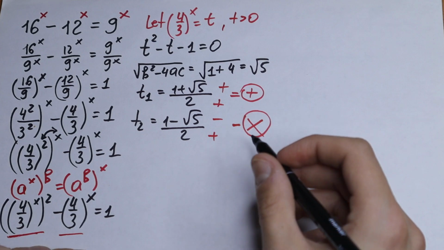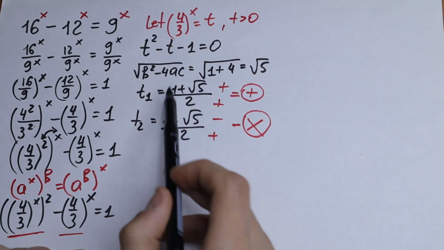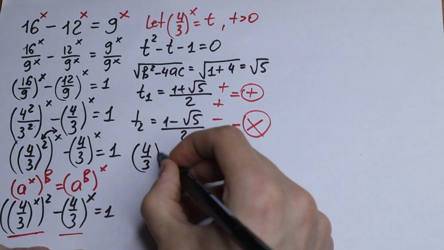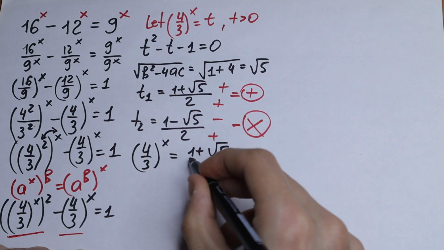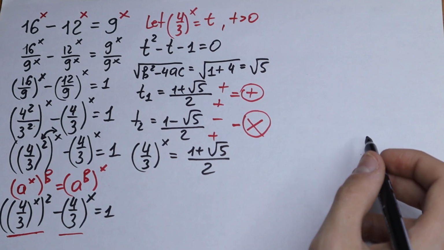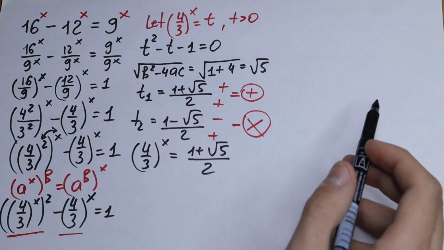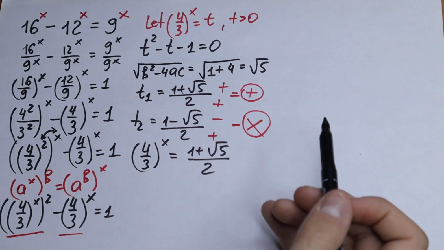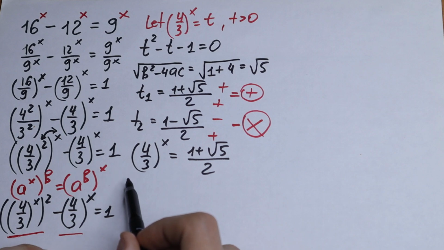So we have our t equal to (4/3) to the power x and our t equal to this thing, so we can write a final equation: (4/3) to the power x equal to 1 plus square root of 5 over 2. This is our final equation, so let's solve this. How can I solve this? Just use a logarithm rule, log property. If we take log from both of the sides, we will have the x jump right here, and we'll have our x equal to some value right here. So let's take log from both of the sides.